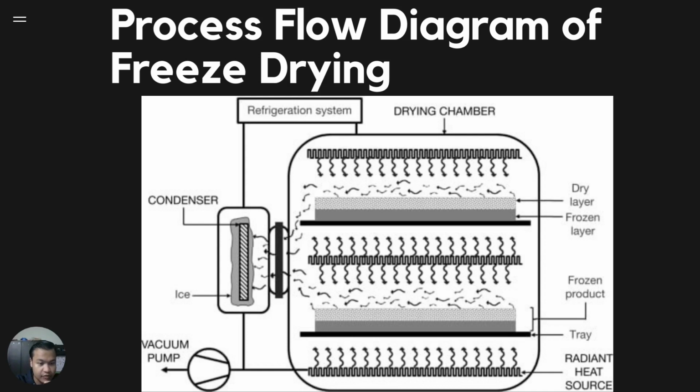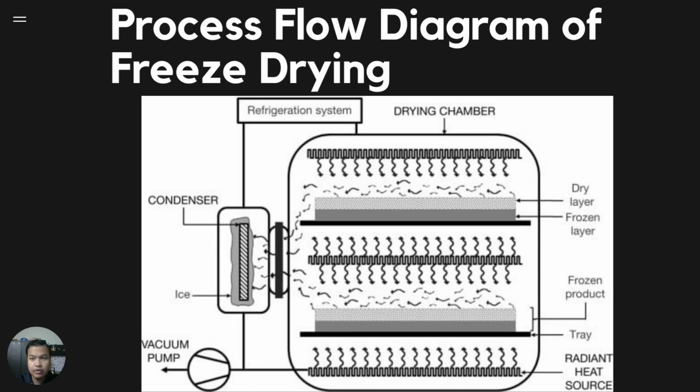And finally, the last component is the condenser. This condenser will collect the water vapor released by the sublimation of ice within the product, and also it must have sufficient surface and cooling capacity to freeze all the steam generated during the sublimation process.